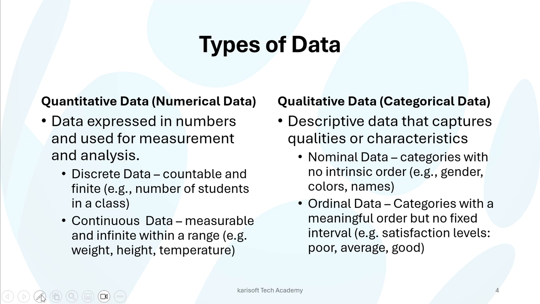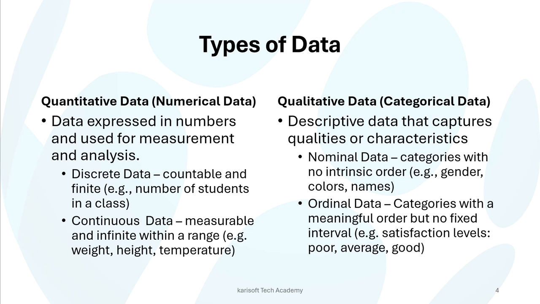Types of data, very, very important. What are the types of data? There's quantitative data, which is usually numerical data, expressed in numbers, and used for measurement and analysis. Examples of that, or should I say, categories of quantitative data, are discrete data. Discrete data are finite, and we could count them. They're countable. For example, how many apples do you have in a bag, or the number of students in the class.